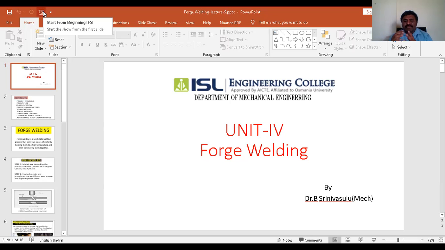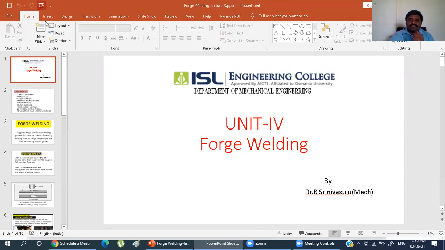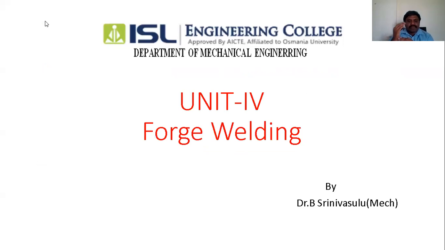The mechanical properties of the weld joint are very excellent, because forge welding is the oldest method. The process can be automated to increase the production rate, but in forge welding, mass production is very limited.